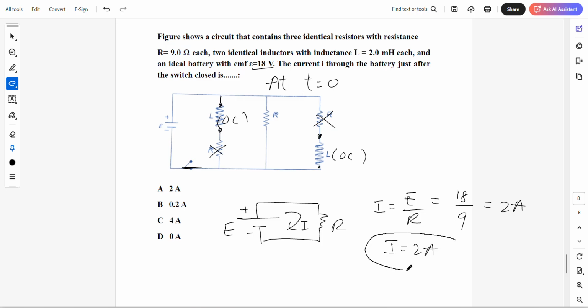Hope you understood this. You might have enjoyed these problems on the topic LR circuit of the electromagnetic induction chapter.